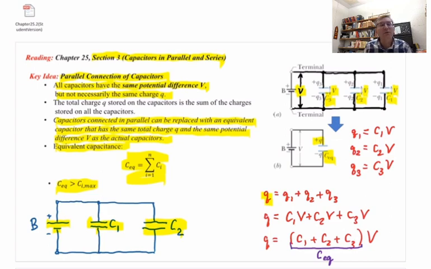Now, C1 and C2 are in parallel. But if you put another circuit element in between them, maybe it's down here, like that, then C1 and C2 are no longer in parallel. Okay. All right, that's a parallel connection of capacitors.